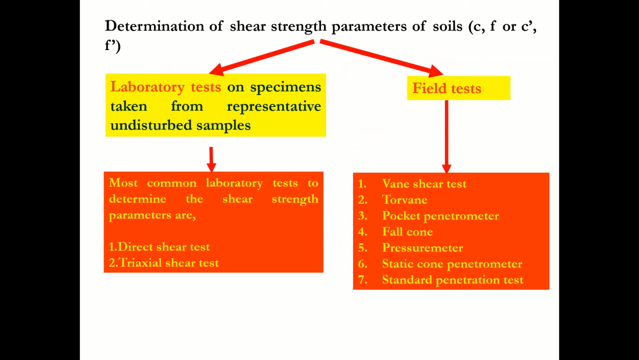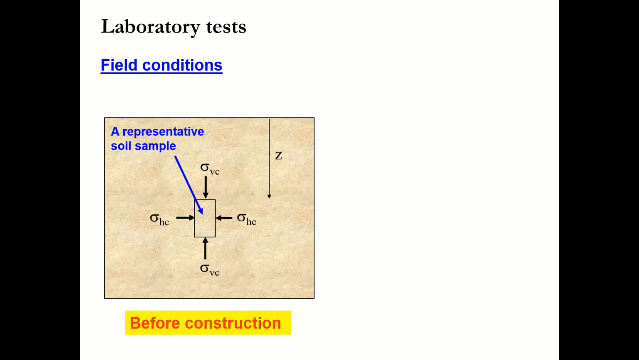Now, how to determine these parameters? We know that there are several laboratory methods and field methods also. In the last class we discussed the direct shear test. Our today's topic is the triaxial shear test. What is the difference between the two tests? We will try to simulate the field condition in our laboratory test.